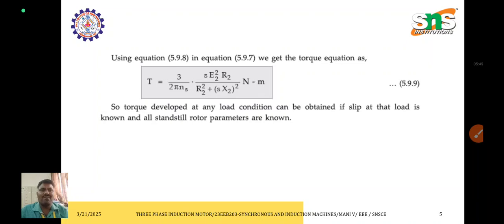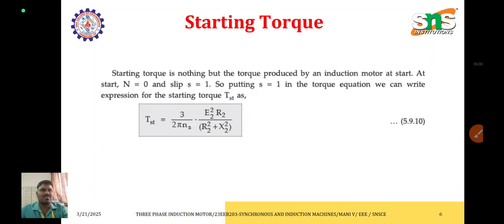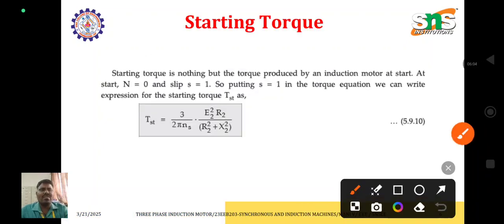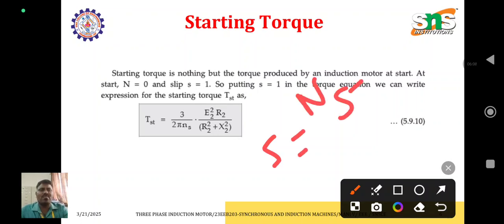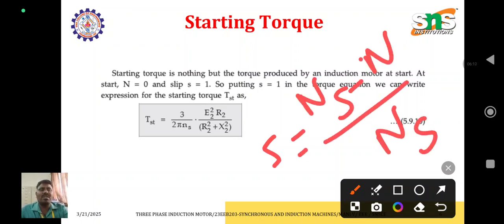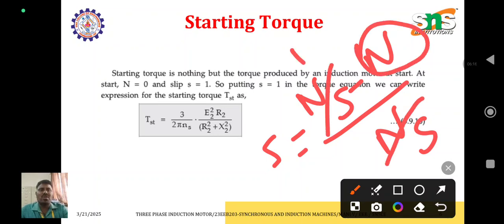So the developed torque mainly depends on the slip. If the load changes, the speed will change. If the speed changes, the torque will change. And this is the starting torque. Initially, according to the slip equation, S is equal to synchronous speed minus actual speed divided by synchronous speed. Initially the speed is 0, so ns by ns gives 1. So S is equal to 1.